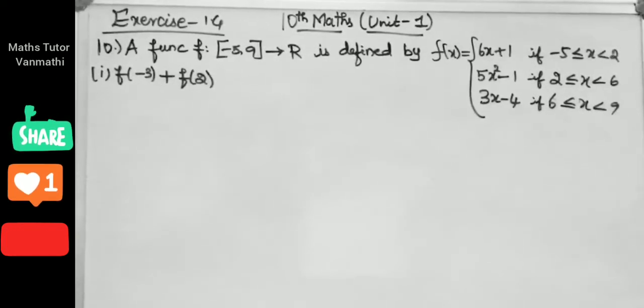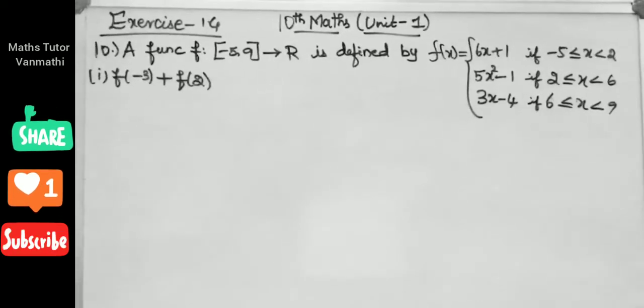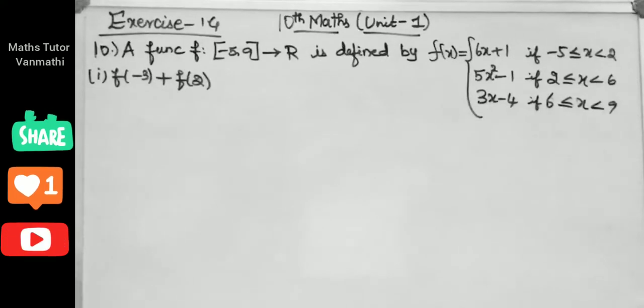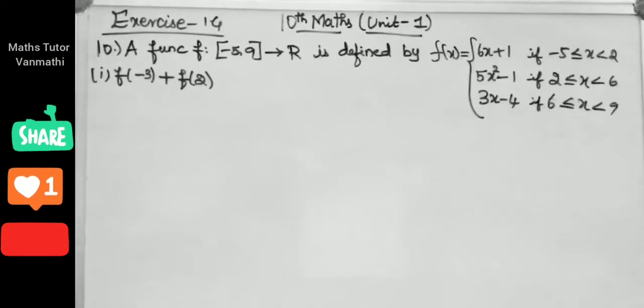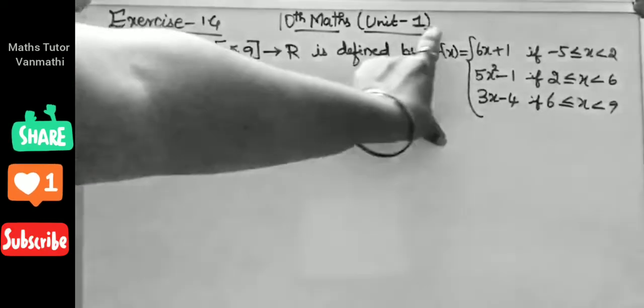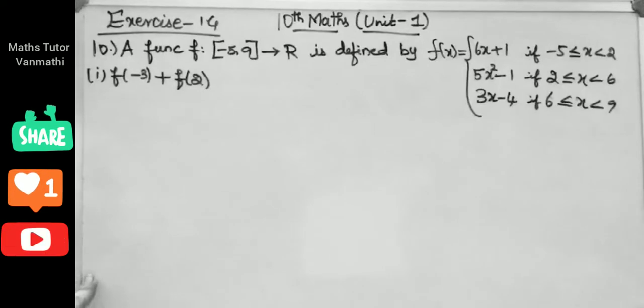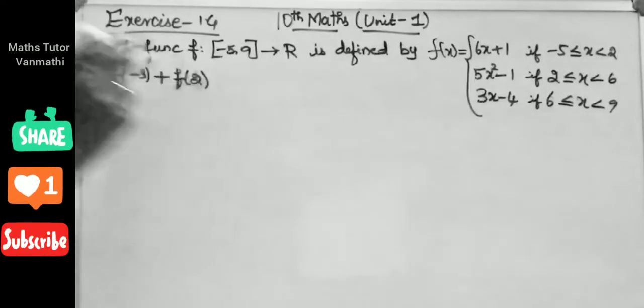A function f from minus 5 comma 9 to R is defined by f of x equal to 6x plus 1 if minus 5 less than or equal to x less than 2, and second is 5x square minus 1 if 2 less than or equal to x less than 6. Third is 3x minus 4 if 6 less than or equal to x less than 9. By using these conditions we are going to solve 4 subdivisions. So first one we can see f of minus 3 and f of 2.